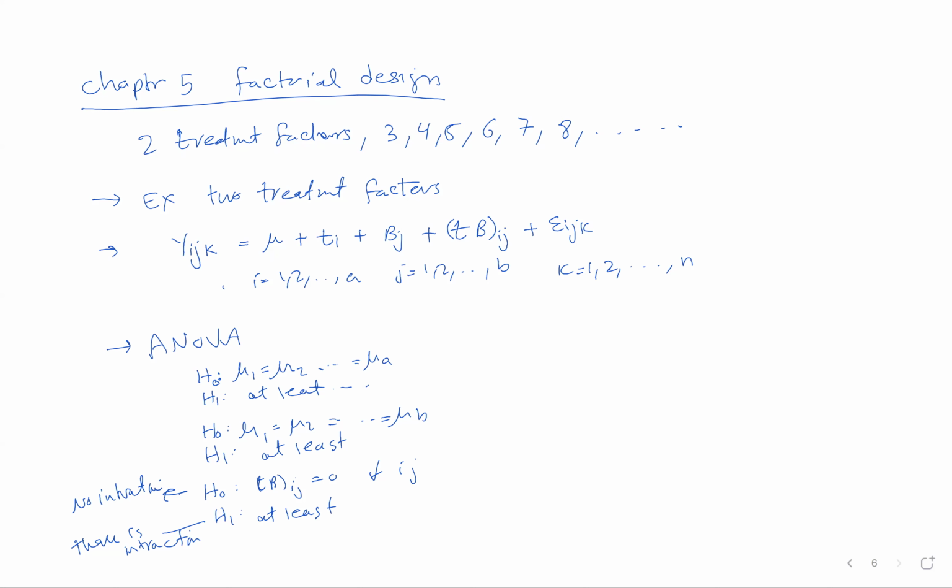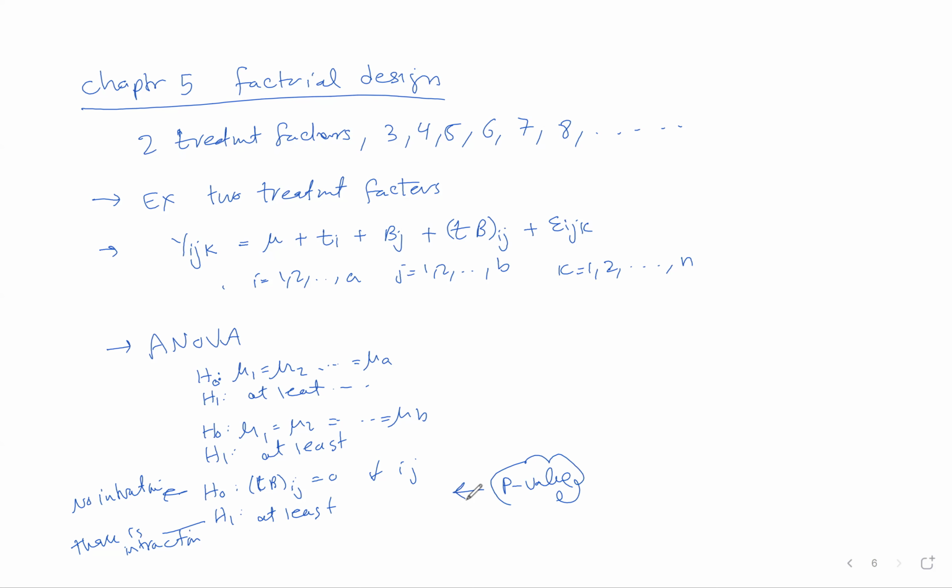Also can be written as mu11 equal mu12 equal up to mu AB. So there are many ways to write down H0 and H1. So you will have one p-value for the first treatment factor, another p-value for the second treatment factor, one more value for the third blocking factor. And so which p-value should I look at? Look at this one, the p-value for the interaction.